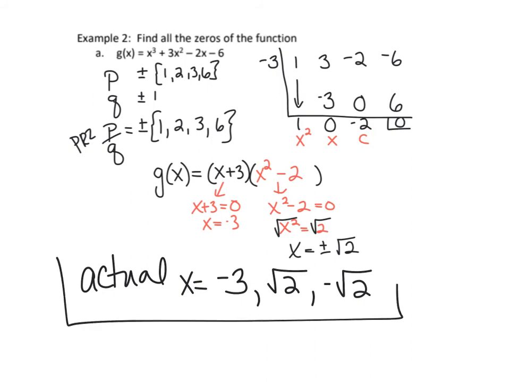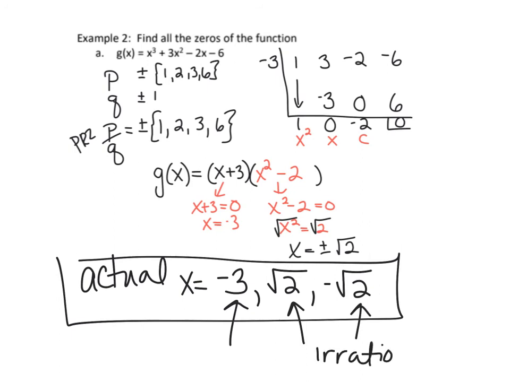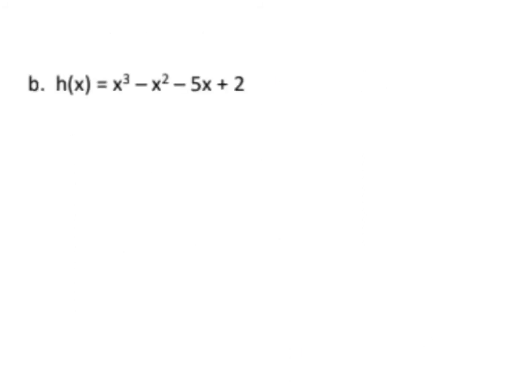So there are 3. One of them is rational, and notice that these 2 here are irrational. Okay, we will physically see it cross the axis, but it happens at an irrational value.